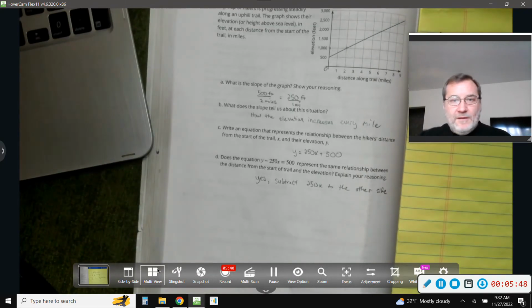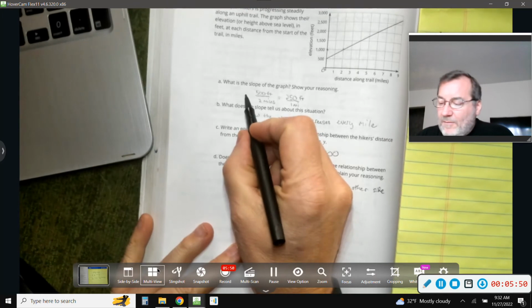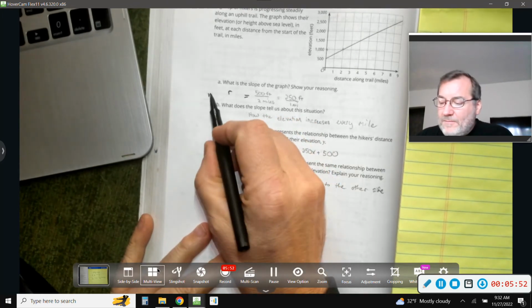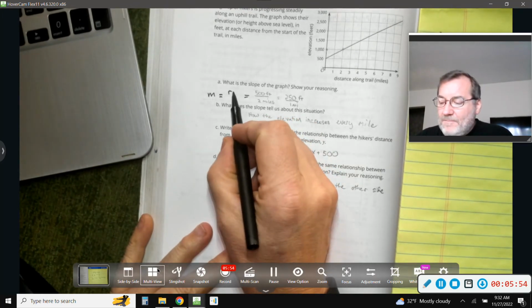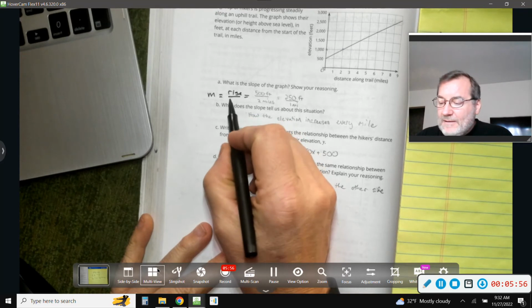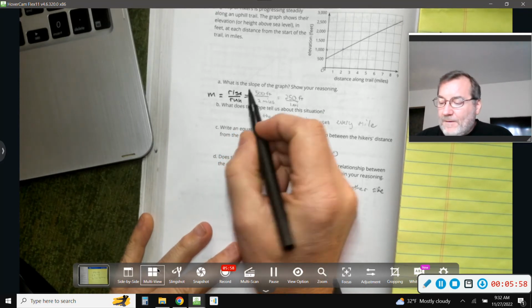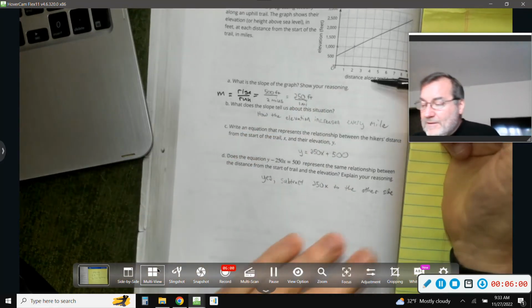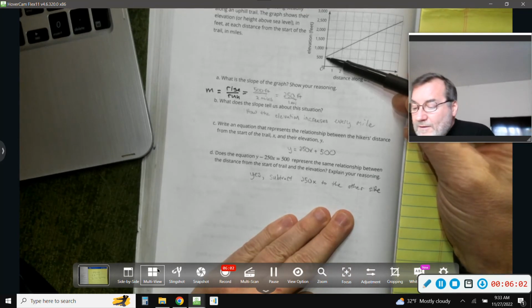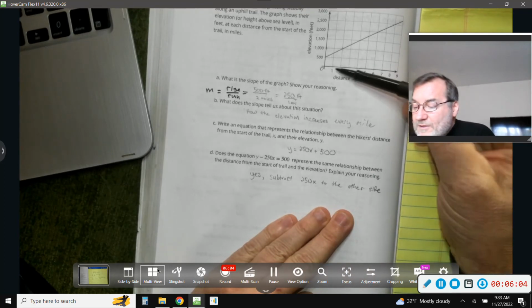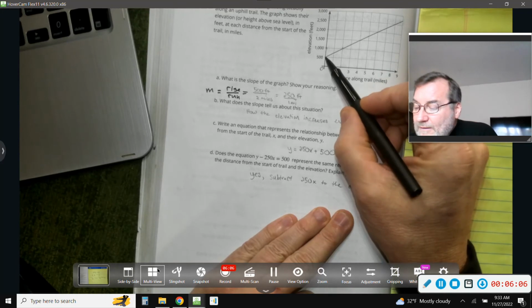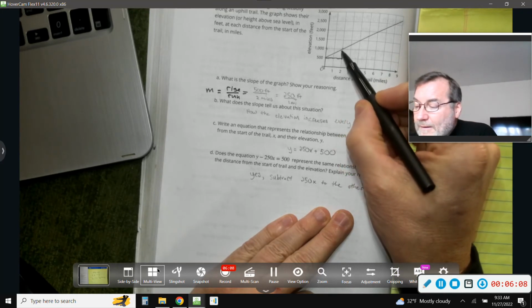Well, if we look at this, what's the slope? You have to remember the slope symbol is m. You have rise divided by the run. So if you look at this, it went, say, from between 0 and 2 miles, so we're going to draw a little triangle right here, okay?